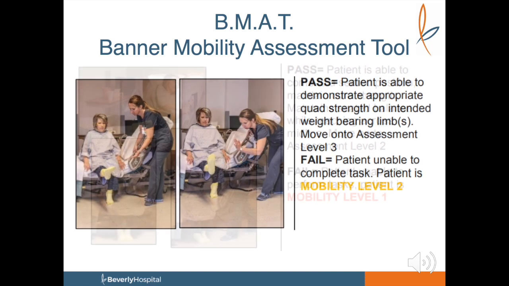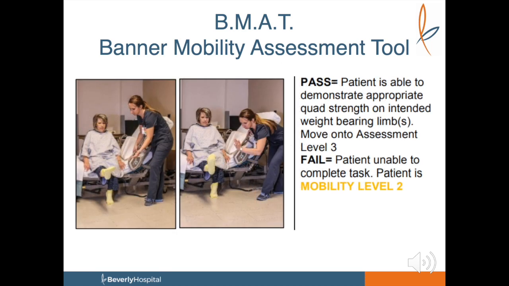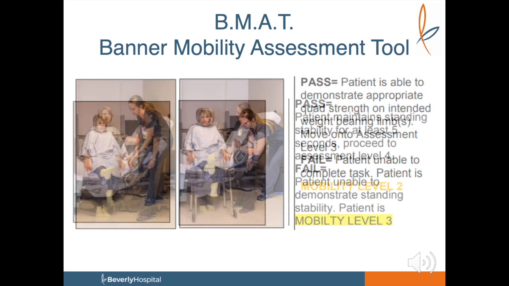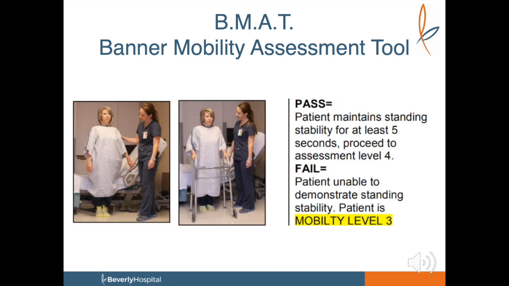Next, see if the patient can point their toes forward with the knees extended. Repeat this on both sides. If the patient can do this without signs of loss of balance, progress to assess for level 3. If the patient fails, the patient is at level 2. Next, see if the patient can stand with the feet at either shoulder width or close together. If they're not able to stand without assistance, try it again with the walker. If you see that the patient is stable for 5 seconds, progress to level 4. If the patient fails, the patient is at level 3.